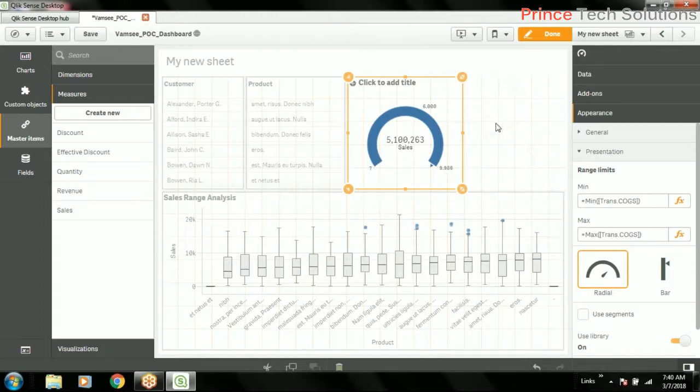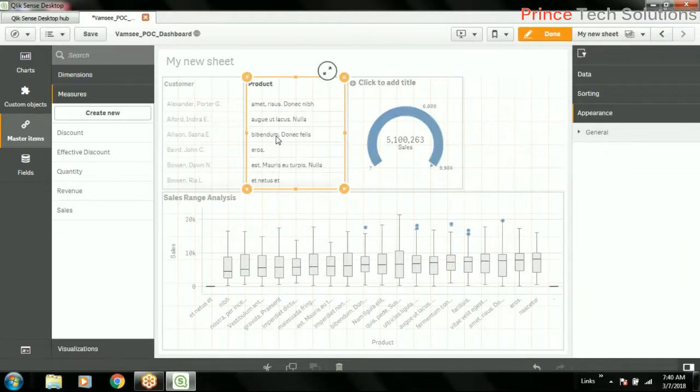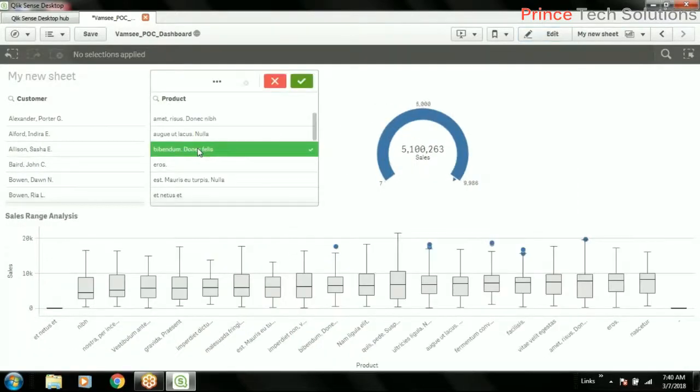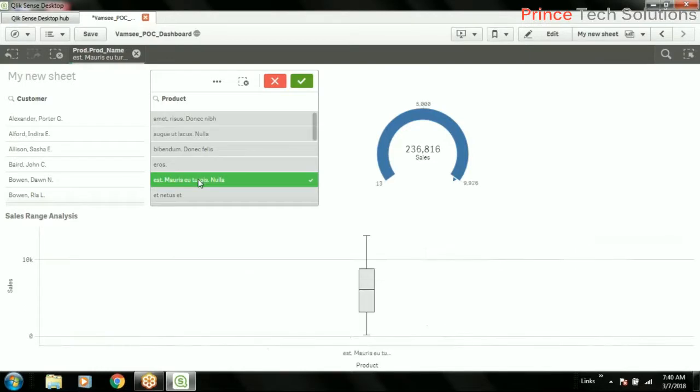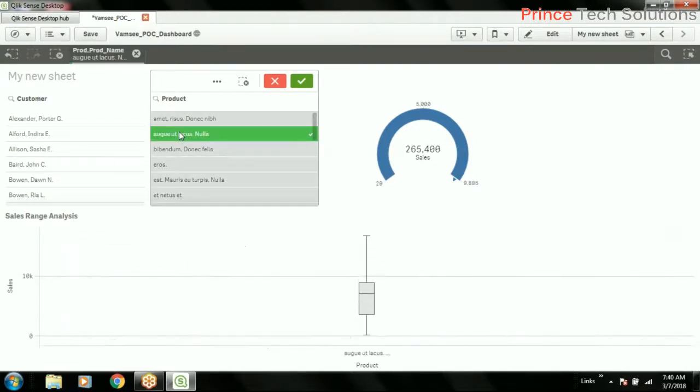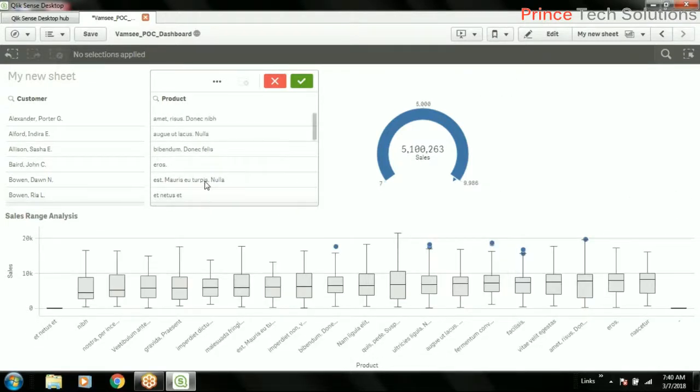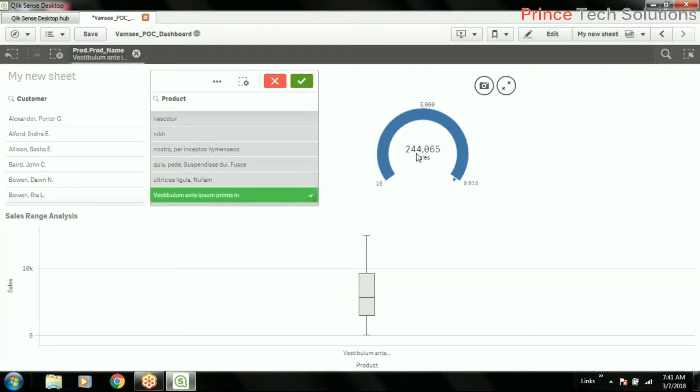Now if I choose a particular product, I need to see the intensity of that value, where exactly it resides among the entire list. So I'll choose one product. Now you see the product price is this one. Among the highest sale, the range of this product is this one. Total sale of all the products is 5.1 million. If I choose a particular product, I will see that among the 5.1 million my sale is 2 lakhs only. So that's the analysis we can make out of here.